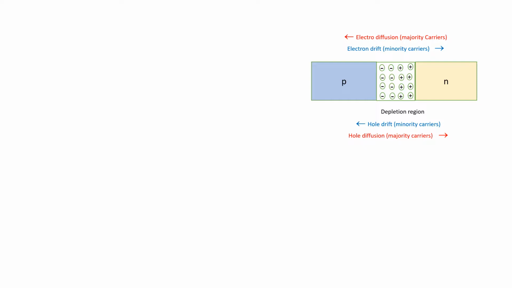So please see, there is an electron diffusion which moves from right side to left side, majority carriers, and hole diffusion from left side to right side. This is also majority carriers, shown in the red color. And similarly, the electrons are minority carriers in the p side. So they also move because of this positive potential, and their drift current also flows from right side to left side due to minority carriers, as shown in the blue color in the diagram.